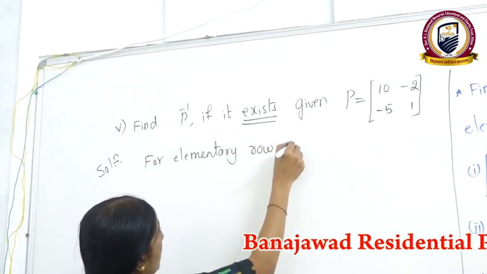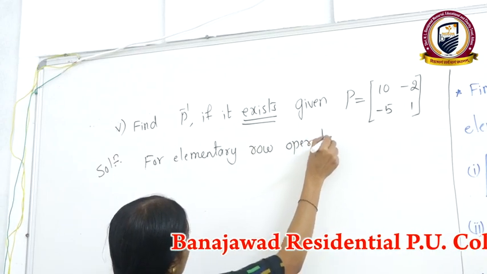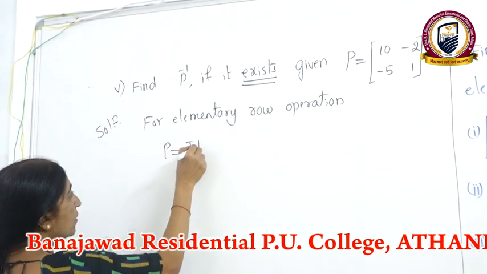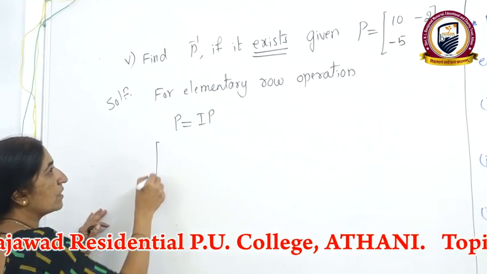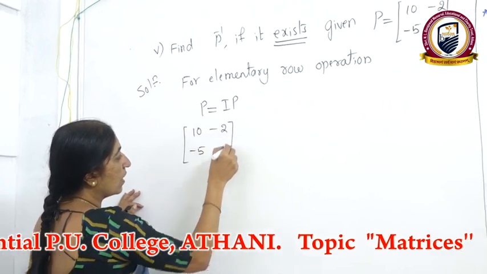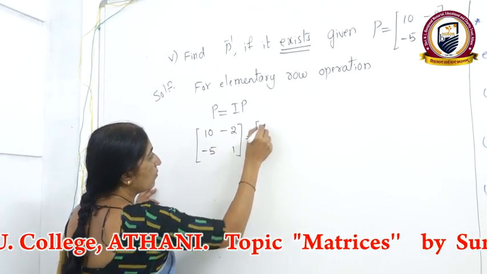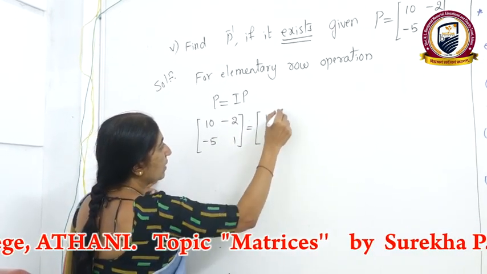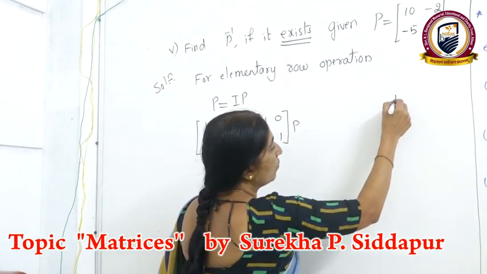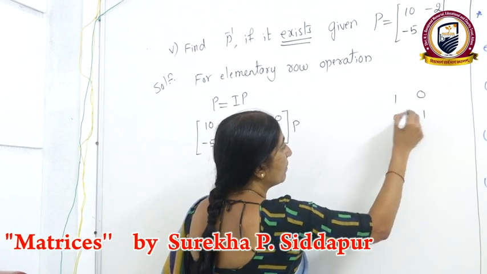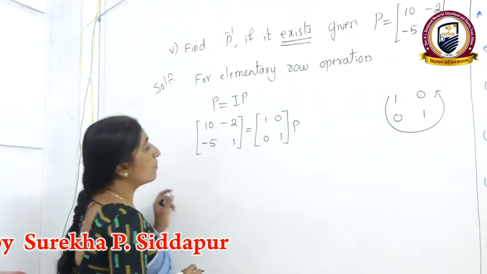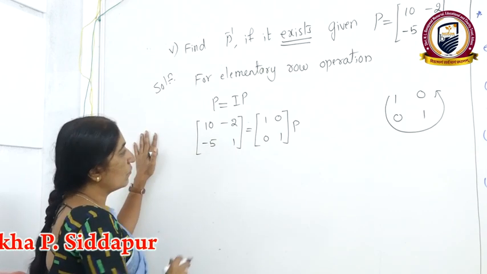For elementary row operation, see the matrix here is P. Write down P is equal to I into P. P is [1 0; -5 1]... P is 10, minus 2, minus 5, 1, and write down the identity matrix 1 0 0 1. Keep P as it is. As I told you, for your reference on the side, write down this identity matrix and write down the direction also.